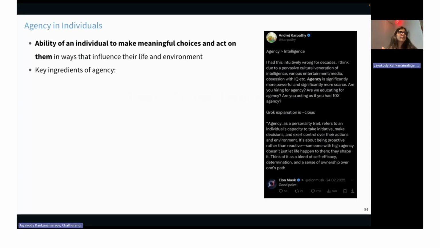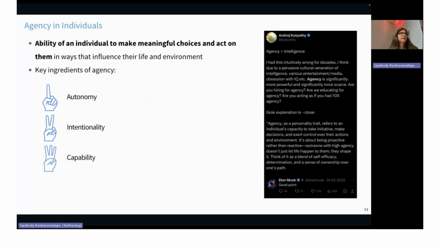So what is agency? In individuals like us, agency basically means the ability of an individual to make meaningful choices and act upon them in ways that influence our life and our environment. And there are 4 key ingredients for agency. First is autonomy, that we are able to think autonomously. We can make our own decisions. Second, intentionality. We have the intention to do a certain action or to act upon those decisions.